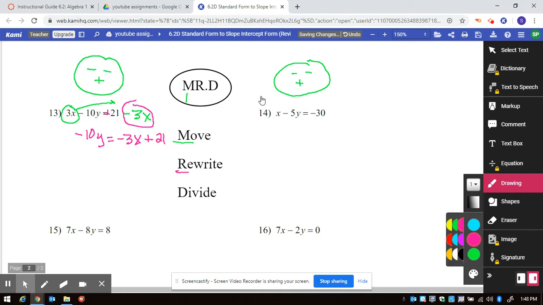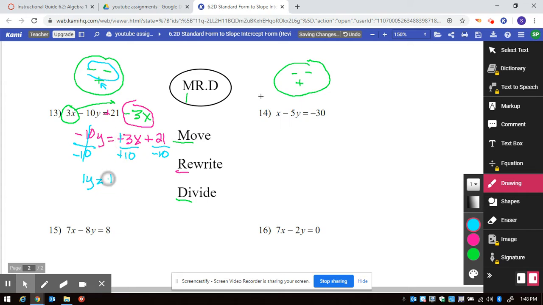And then the last step is going to be divide by the coefficient in front of the y. So divide by negative 10, divide by negative 10, and divide by negative 10. Okay, so looking at this, negative 10 divided by negative 10 turns to positive 1y. You know you did your job when you get positive 1y. Then you have a negative and a negative. Remember, that means the answer is a positive.